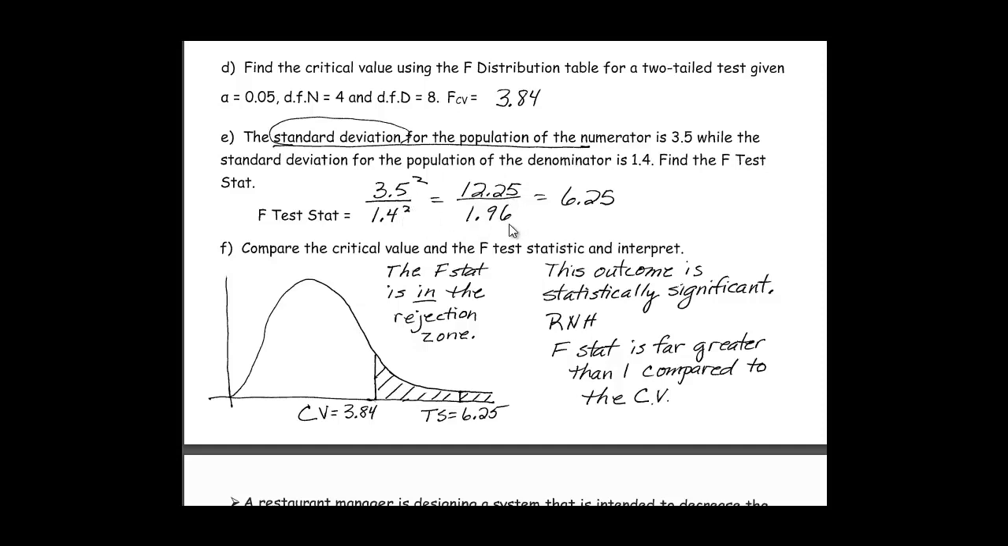In this case, I come up with an F statistic of 6.25, which is much greater than 3.84. When I draw my picture here, I can see that my test statistic falls in the rejection zone. This outcome is statistically significant. Whatever kind of test I was doing, I would reject the null hypothesis because this F statistic is far greater than 1 compared to the critical value.